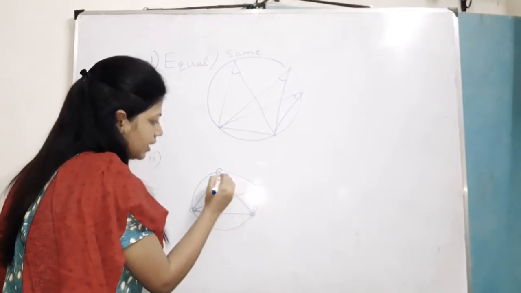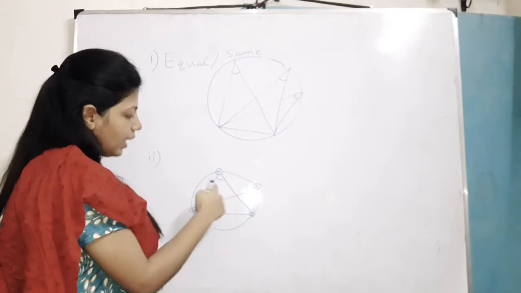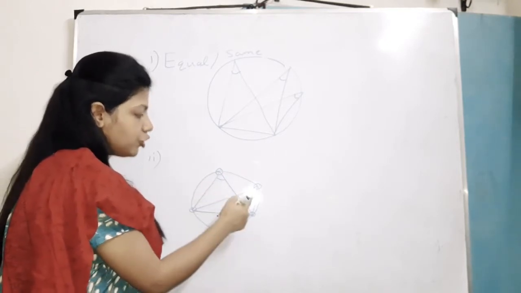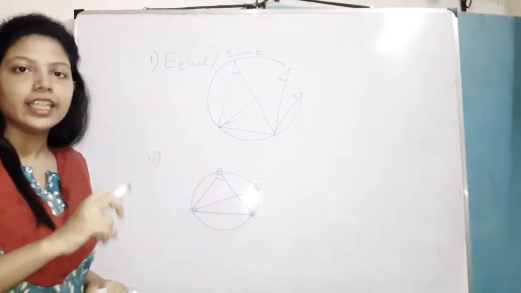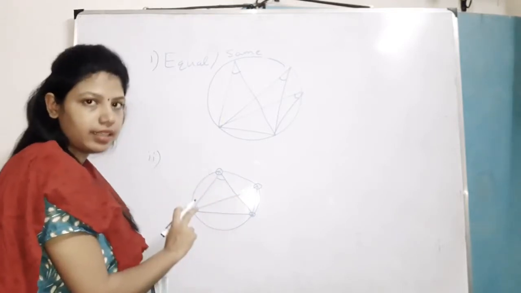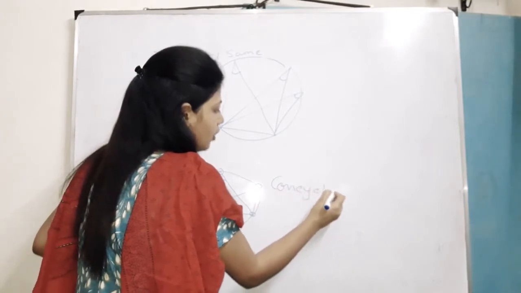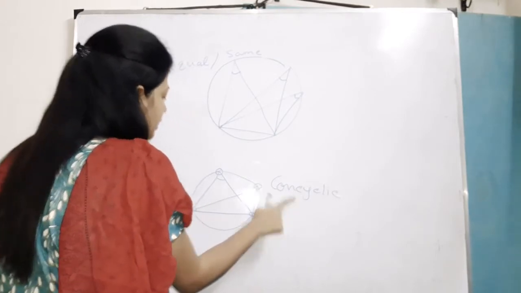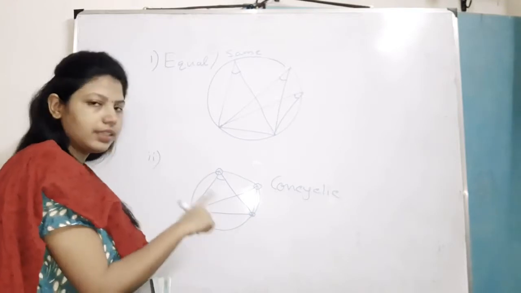Because one theorem is there that if I take in a circle, both the angles lying on the same segment or the same arc should be equal. That's why these 4 points are concyclic. That means 4 points are lying on the circumference of the same circle, so they are called concyclic. The answer will be concyclic. What is the meaning of the word concyclic? This means that 4 points are lying on the circumference of one circle.